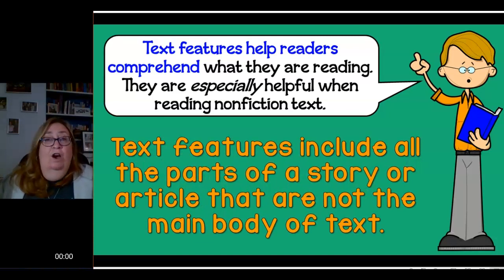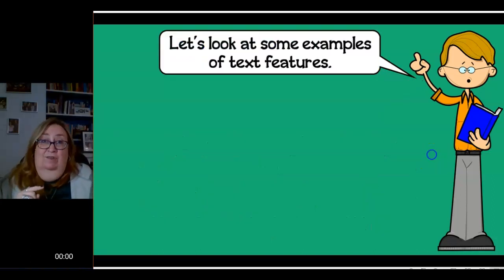Text features include all the parts of a story or an article that aren't the main body of the text. So everything except for the words that actually tell the story. So in literature, there's really not much left over. Like the books we've been doing for Read Aloud, there's not much left over if you take out all the words that just tell the story. There's not a whole lot left. In nonfiction, there's a whole lot left, and those are our text features.